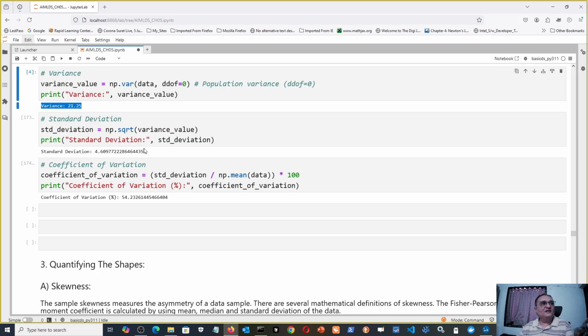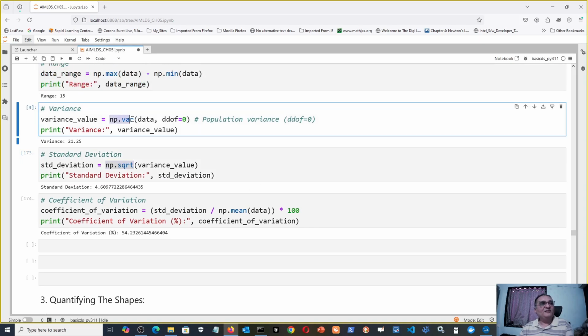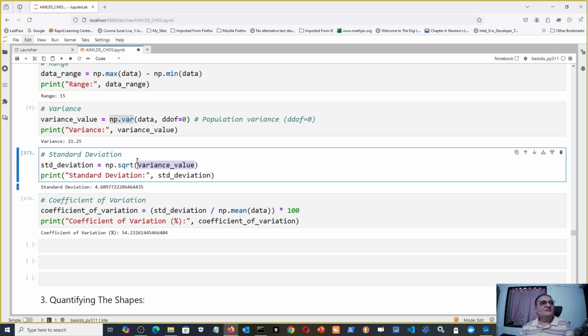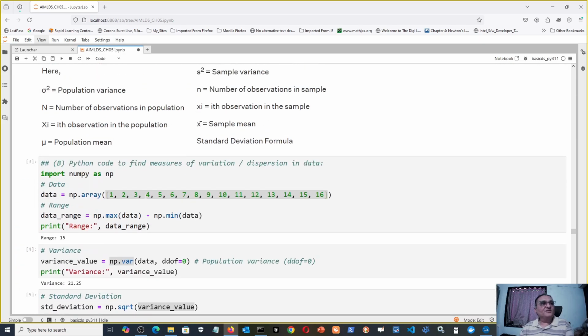So here I am getting this is the variance. Then standard deviation is the square root of variance. So you can just use np.sqrt. Variance you have already calculated by np.var. So then the standard deviation is this, okay, for this particular data set.